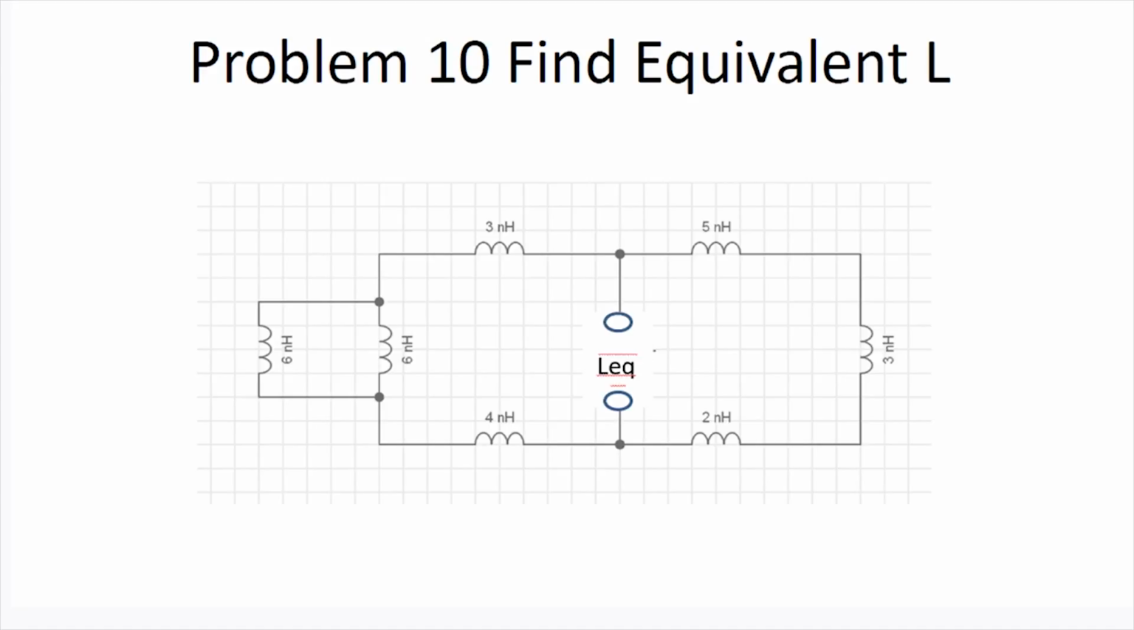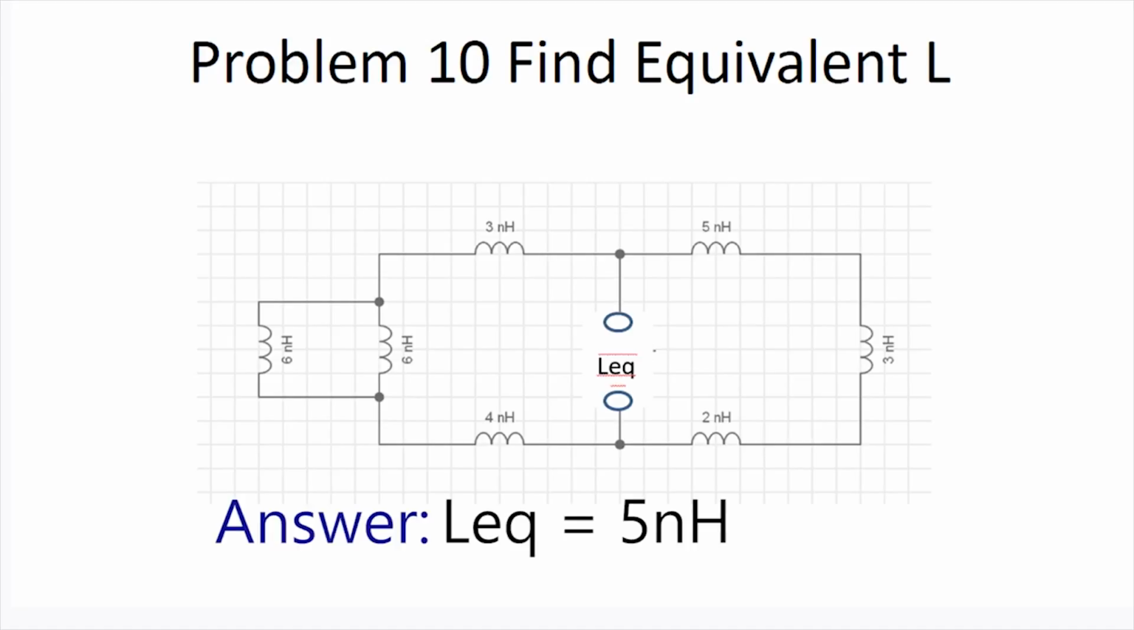All right, so here's problem 10. And with this network, the first thing to think about is what's in series, what's in parallel, how can you start to simplify that network, and then move through that simplification process to actually get the desired LEQ. I'll come back with that answer.